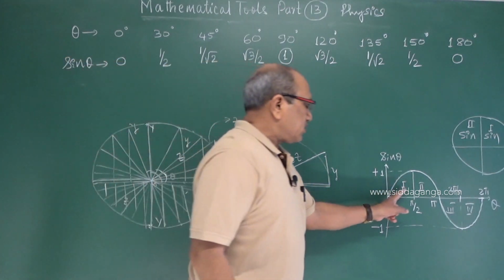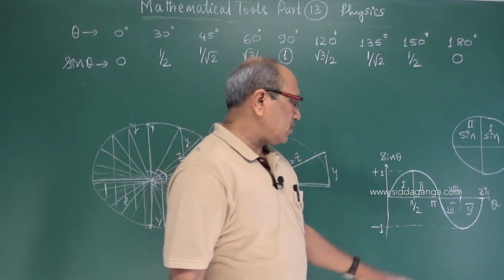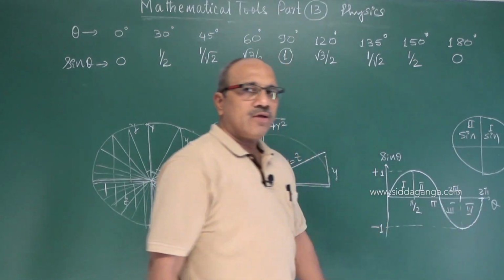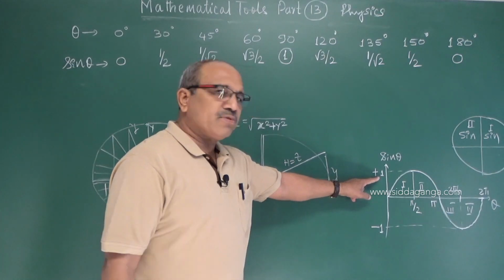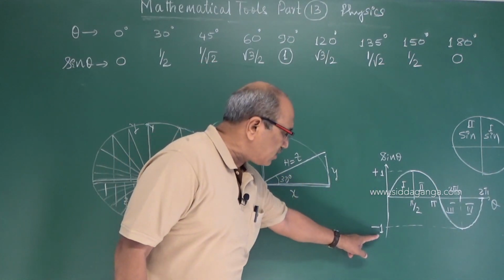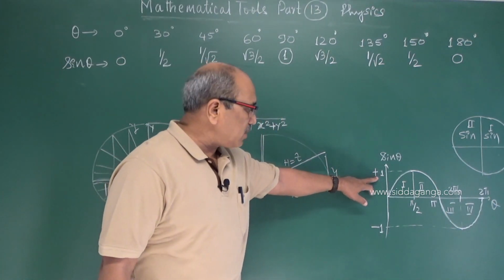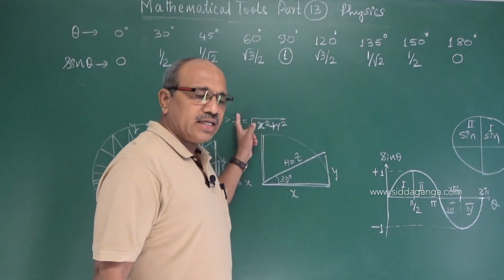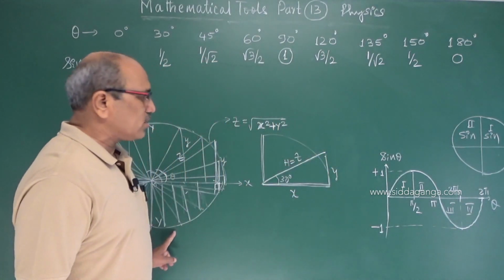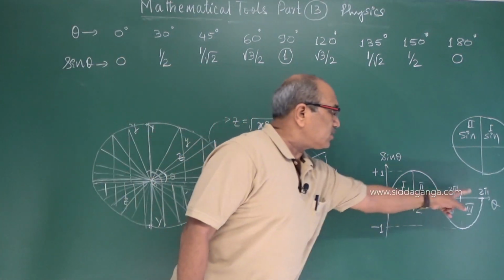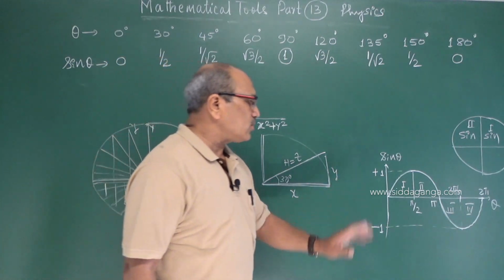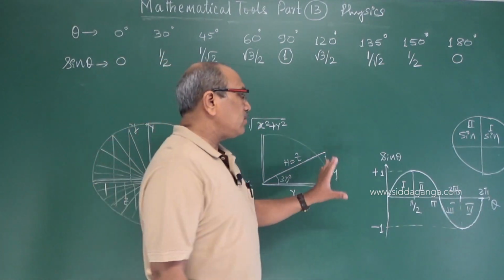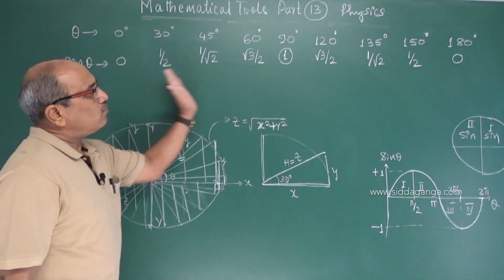So in two quadrants, the sine function is positive. In two quadrants it is negative. What is the maximum swing of the sine value? It can take a maximum of +1 and a minimum of -1. +1 is possible at 90, and -1 is at 270, and at 180 and 360 it takes the value 0. This is the sine variation I have shown, how the values are arranged there.